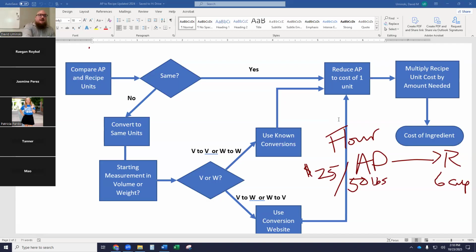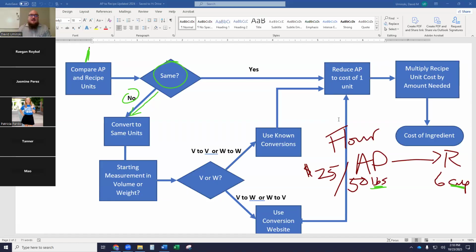The first step right here, we're going to compare. Let me do it in different colors. So in green, our first step, we're going to compare our recipe units, pounds and cups. So my question is, are they the same? Yes or no? No, they are not. So if they're not the same, I'm going to follow this arrow right here, and I need to convert them to the same units.